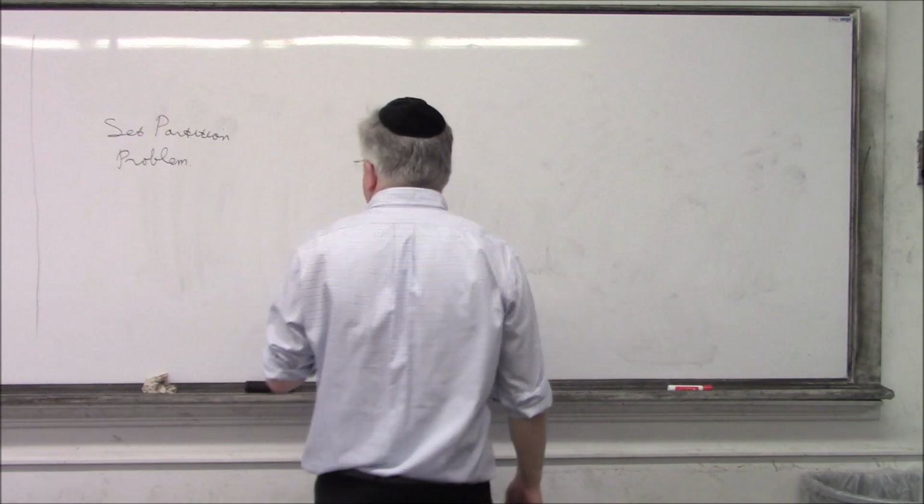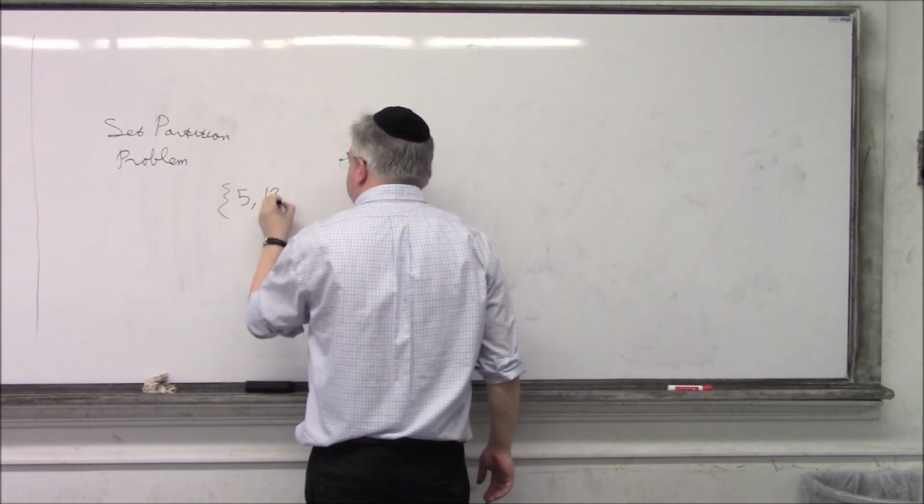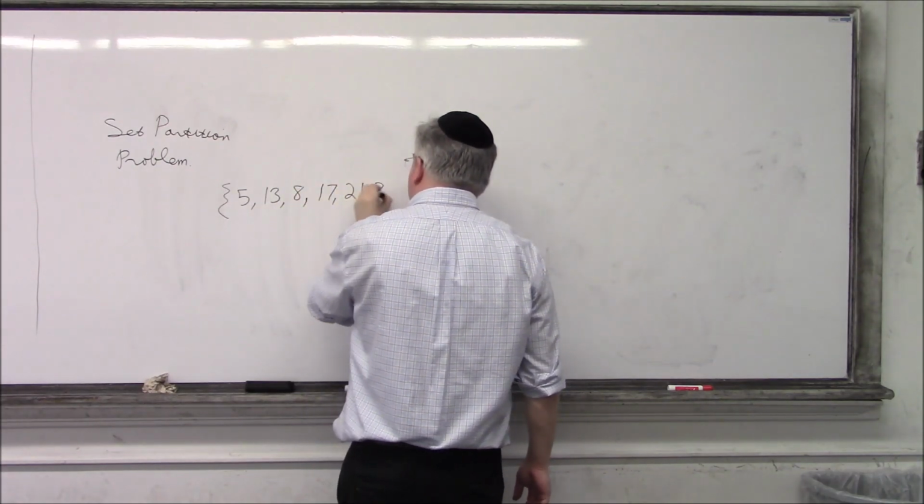Okay, so let's do it. Let's do a typical example: 5, 13, 8, 17, 21, 23.